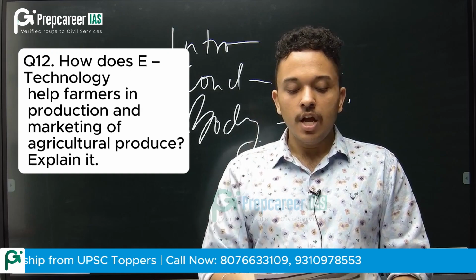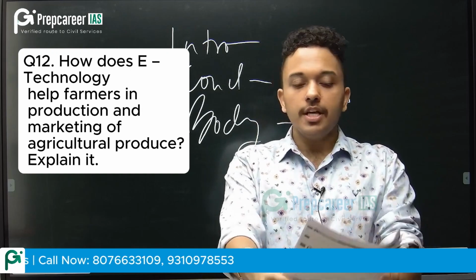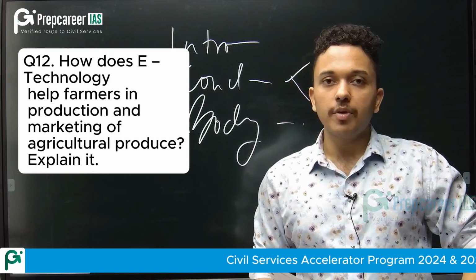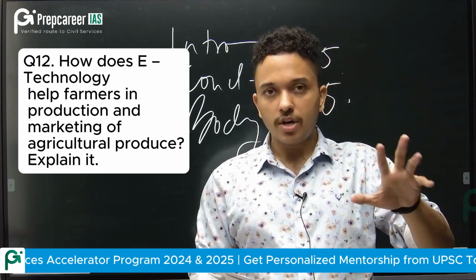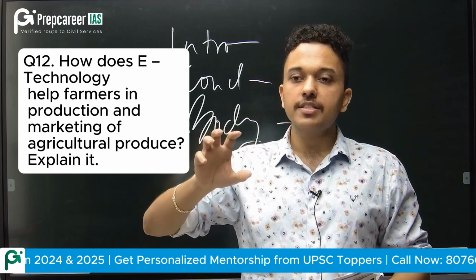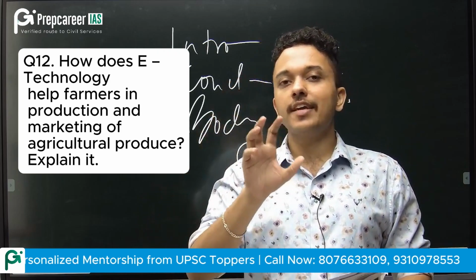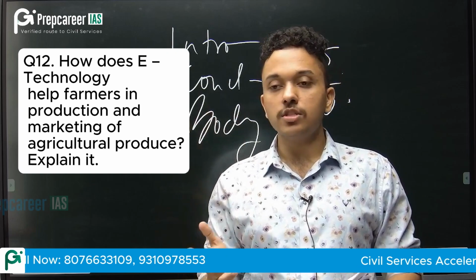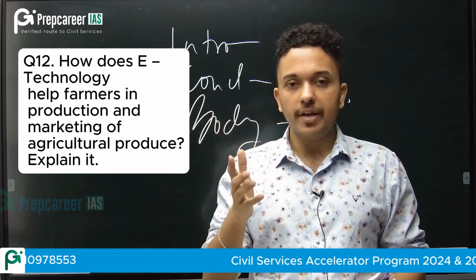One part is how e-technology helps farmers in production. So e-technology in production is one part. E-technology in marketing is the second part. So you can start with what is e-technology, an introduction: it refers to the application of ICT or electronic technology and tools to farming, with respect to the question's demand.